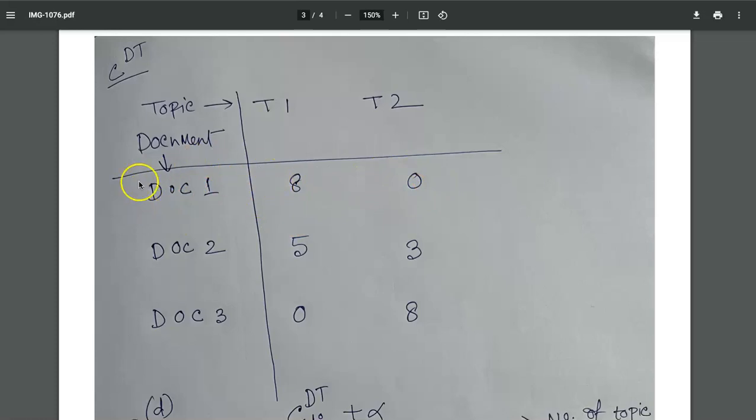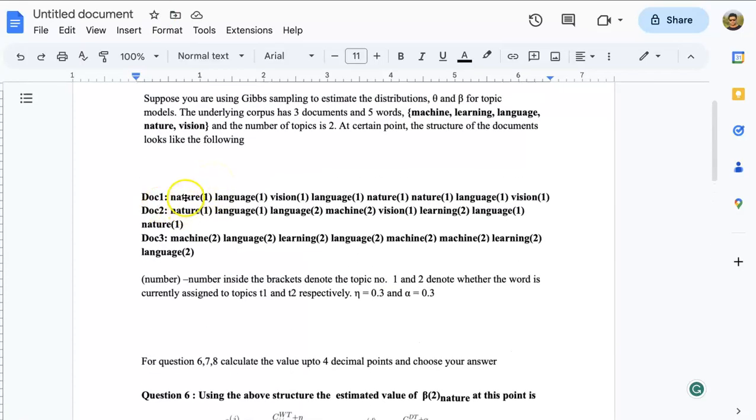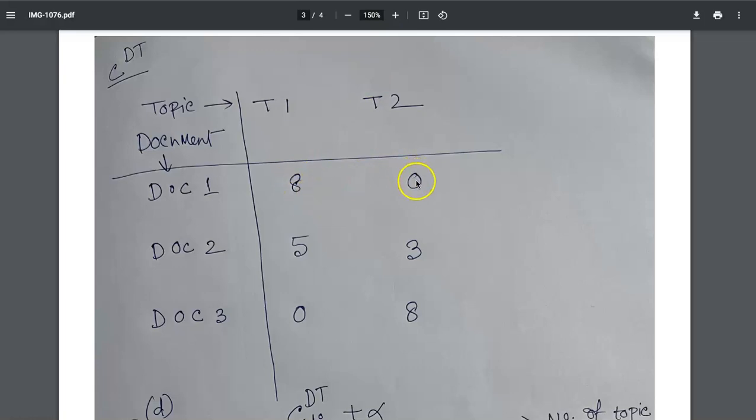So what are the entries? Given the documents, how many words are from the topic t1 and how many words are from the topic t2 in document 1? Let's check. In document 1 there are 1 2 3 4 5 6 7 8 words, and all the words are from topic class 1. There are no words from topic class 2. So that's why this is 8, 0.